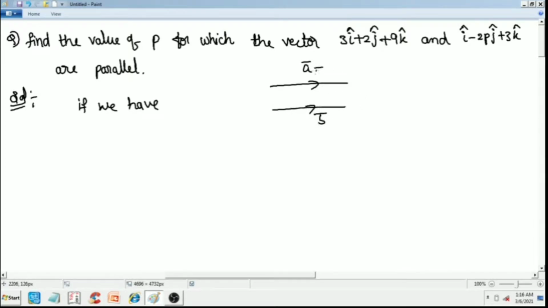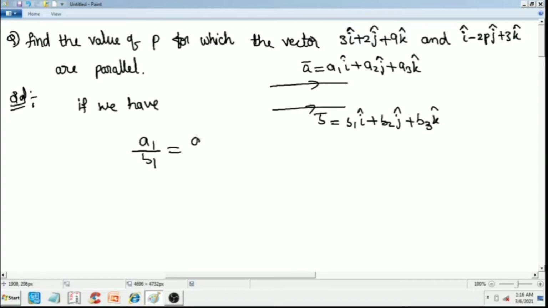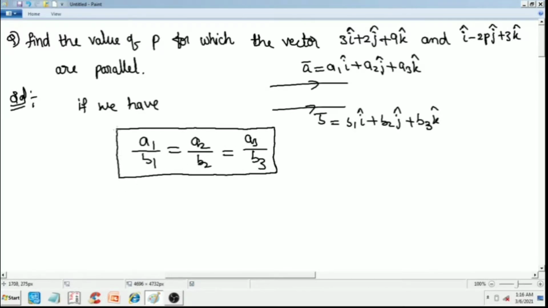Let a be a1i plus a2j plus a3k bar and b vector be b1i bar plus b2j bar plus b3k bar. If these two vectors are parallel to each other, then the condition is a1 by b1 is equal to a2 by b2 is equal to a3 by b3. So this is the parallel condition. Given vectors, first of all we will write the given vectors.